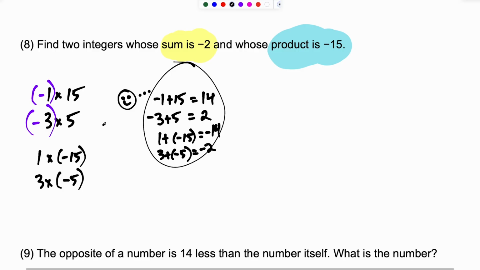So you see how these four pairs all multiply to -15, but only one of them also has a sum of -2, which would be the last pair. Okay, so the two integers, I'm going to write them in curly brackets like this, are 3 and -5.